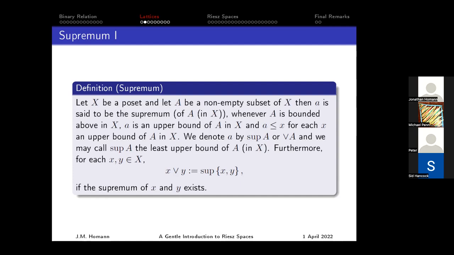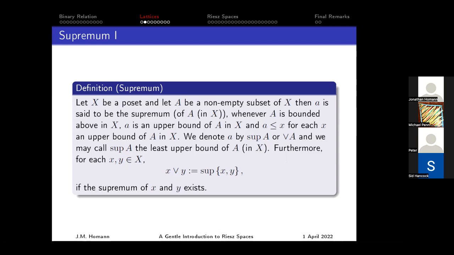It is the smallest. This is why we needed to define smallest and largest element. It is the smallest element of the upper bounds of A. Now we will write sup A for the supremum of A, or we can use the lattice notation, the join of A, and we may call sup A the least upper bound of A in X. And furthermore, for each x and y in X, we use the notation x join y, or we can say x sup y, to denote the supremum of the set containing x and y, if the supremum exists.